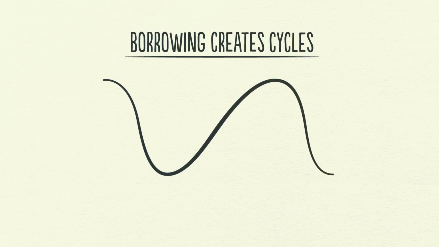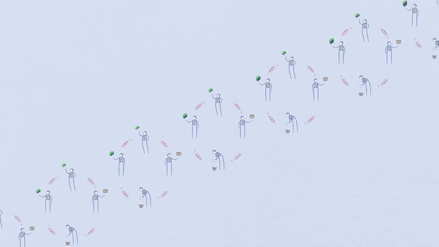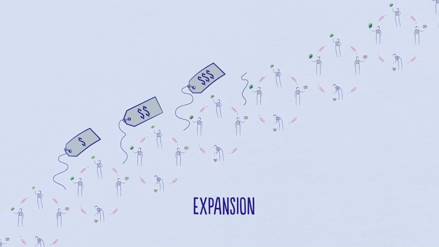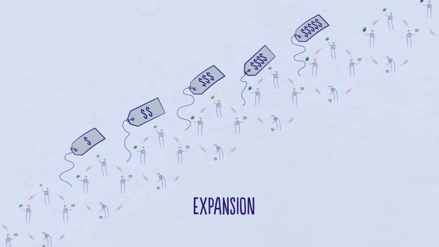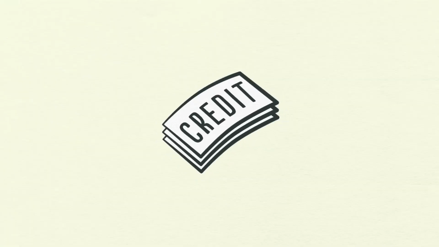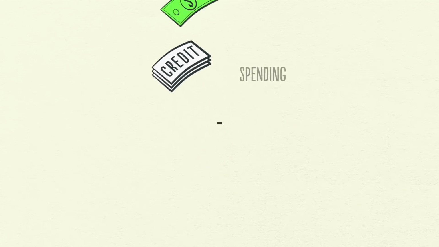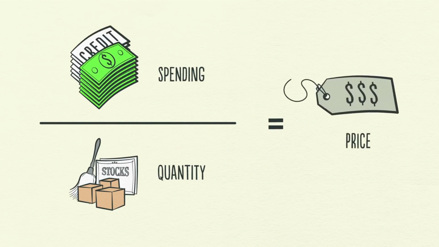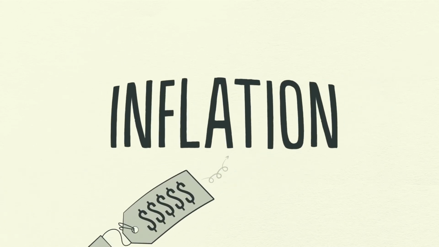But remember, borrowing creates cycles, and if the cycle goes up, it eventually needs to come down. This leads us into the short-term debt cycle. As economic activity increases, we see an expansion, the first phase of the short-term debt cycle. Spending continues to increase and prices start to rise. This happens because the increase in spending is fueled by credit, which can be created instantly out of thin air. When the amount of spending and incomes grow faster than the production of goods, prices rise. When prices rise, we call this inflation.